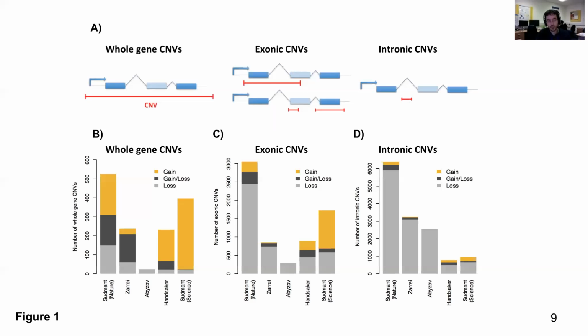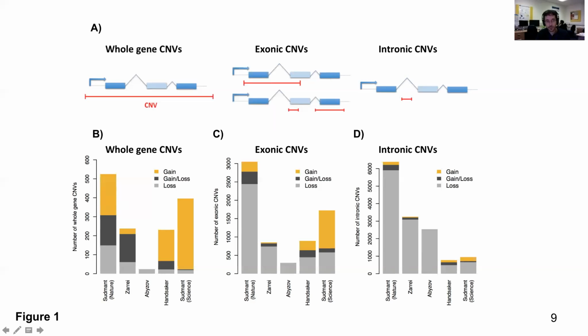So gain losses would be regions that sometimes can be gained, sometimes can be lost in different individuals. What you can see is that the number of events is very different in each map, and the most recent, most comprehensive map, the final phase 3 map presented in Sudmant et al. in Nature, the 1000 Genomes Project, is the one reporting the highest number of events.